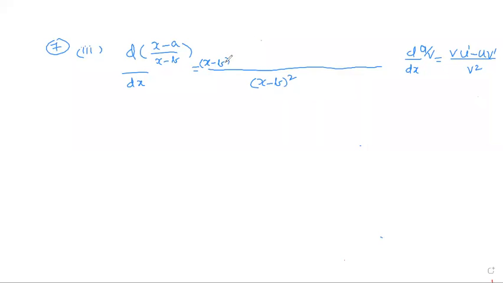So next one is the derivative of (x minus a) by (x minus b) with respect to x. Okay? The numerator u is x minus a, and the denominator v is x minus b. So we use the u by v formula.